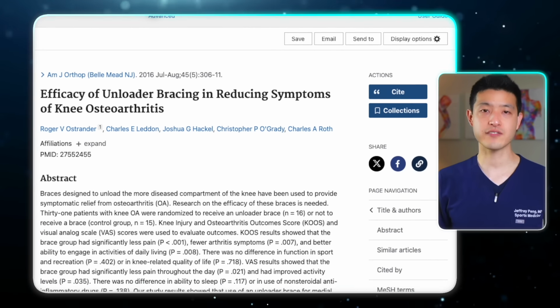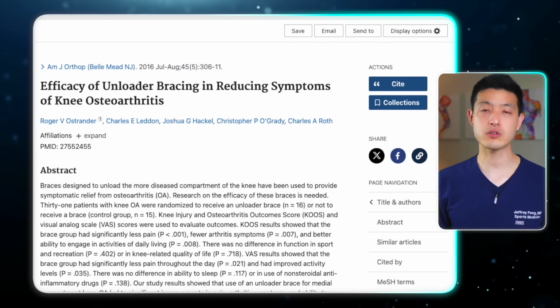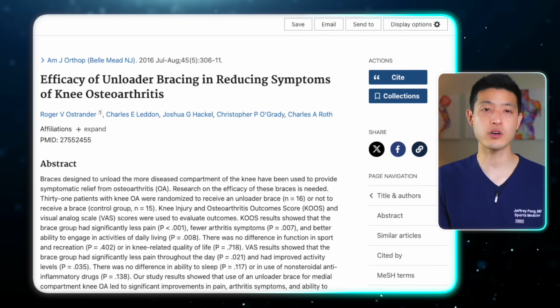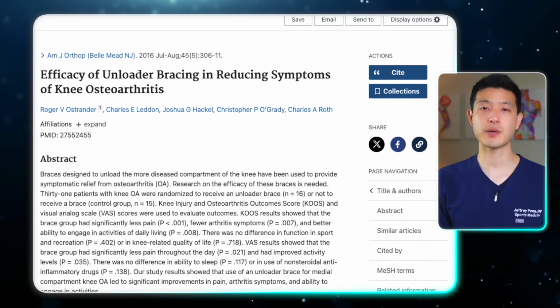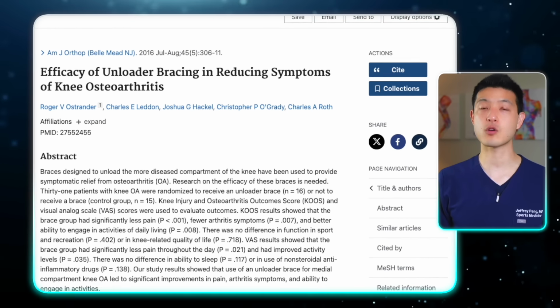Interestingly, no significant differences were found between unloader and placebo braces at 12 weeks and 24 weeks, with the benefits only being observed at the 1-year mark. The big problem with this study was that they had an incredibly high patient dropout rate of 44%.